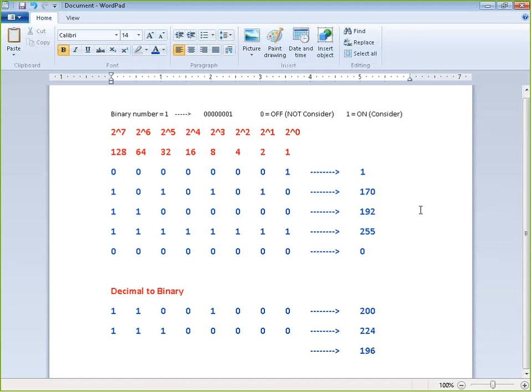Okay, so according to you, the answer is 1 1 0 0 0 0 1 0. Now let's check that. 128 plus 64 becomes 192, and then 0 0 0, and then this is 2. So this is supposed to be 194. This is not 196, which means it is incorrect.